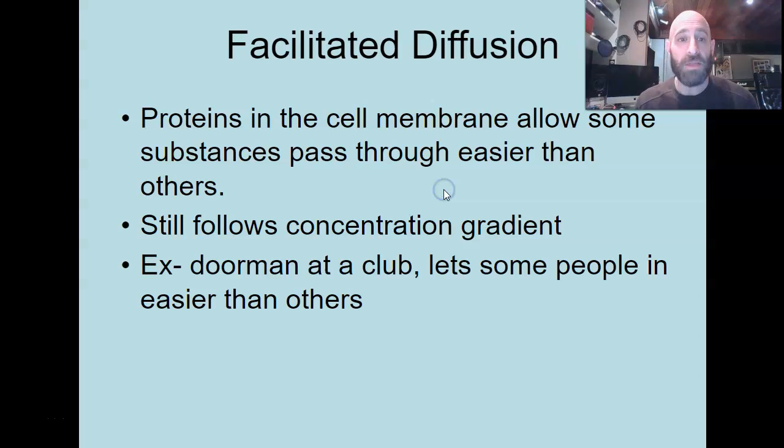But what you end up with is basically, the way I like to think of it, a bouncer at the door, right? Doorman. If you ever go to a club, there's usually somebody at the door that lets people in, right? So think of the proteins as the bouncers. They open up and they let particles in. They let some particles in, the ones that can get through. So facilitated diffusion is still passive transport, but it does require a protein to move the particles through.